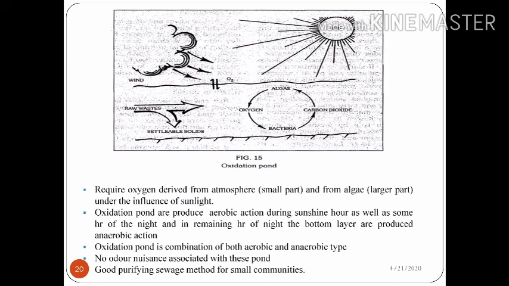The oxidation ponds are predominantly aerobic during sunshine hours as well as some of the hours at night. In the remaining hours of the night, the bottom layers are generally anaerobic. Thus, the sewage purification in oxidation pond is brought about by a combination of aerobic and anaerobic types of bacteria. The effluent may be used for growing vegetables, crops, land irrigation, and may be discharged into rivers or other water courses after appropriate treatment. Next slide.